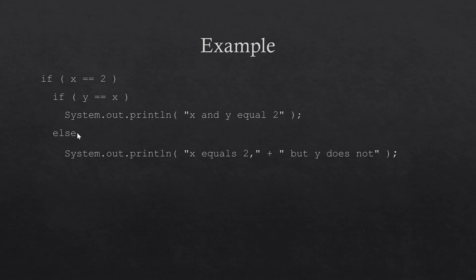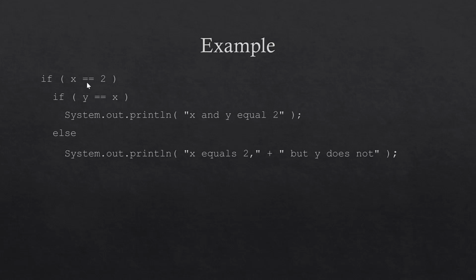So both of them are equal to 2. Now I have an else. This else belongs to the closest if. So the closest if that we have here is this condition. Is y equal to x? So if we reached here, that means we are inside the true block of this statement. That means x is equal to 2. However, y is not equal to x, which means y is not equal to 2. So we are printing out that x is equal to 2, but y is not equal to 2.